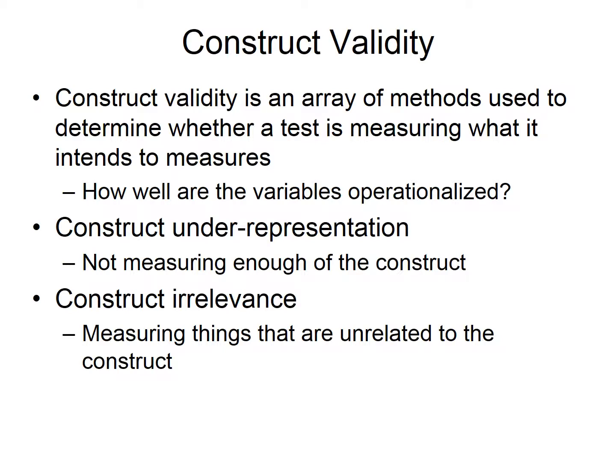So the first way we can look at validity, and this is more of a judgment call than a statistical call, is construct validity. What construct validity is, is an array of methods. It's a methodology, and it should be systematic. All science should be trying to come up with systematic methods to conduct itself. But it's a systematic array of methods used to determine whether a test is measuring what it intends to measure. It's really focused on how well the variables are operationalized.